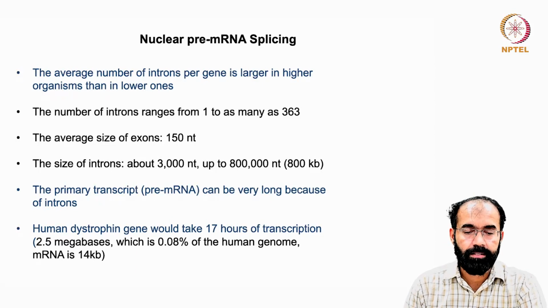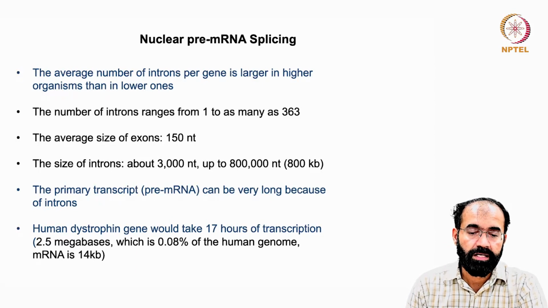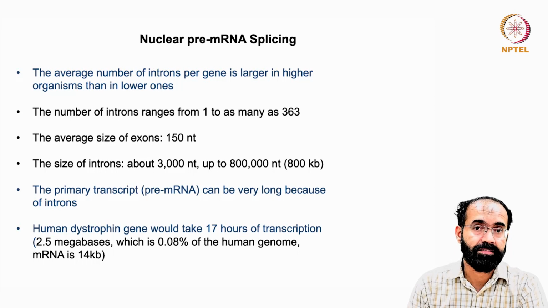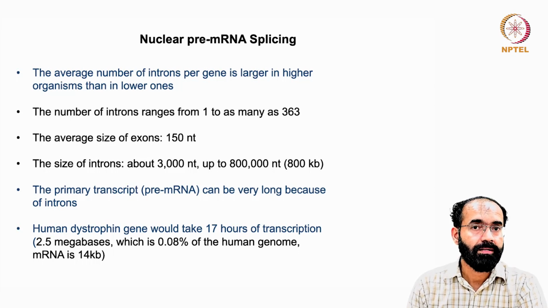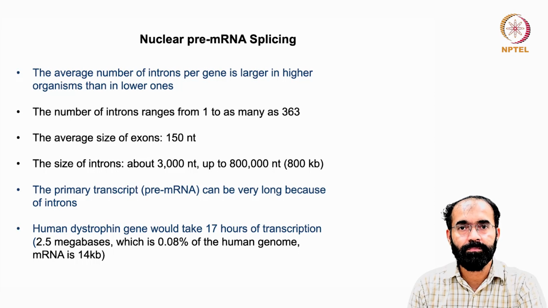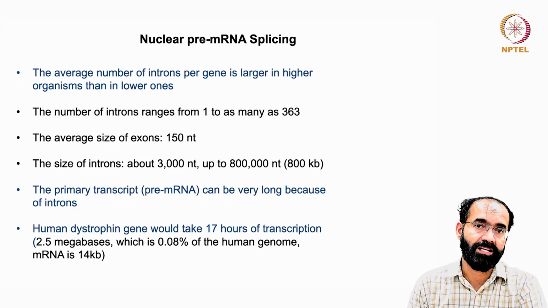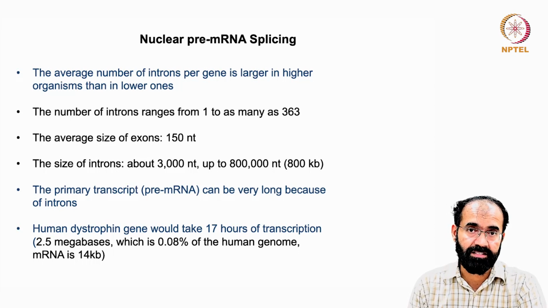Let us quickly see a little bit more in detail about nuclear pre-mRNA splicing, because the relevance is important to connect here. The average number of introns per gene is larger in higher organisms than the lower ones. We know higher and lower is a relative term, higher in terms of organismal complexity. Yeast doesn't have liver, kidney, or brain, but it may have some of the enzymes which are produced in the kidney, liver, brain, etc. But it is not organized into tissue structure. That is what we are referring to as higher versus lower.